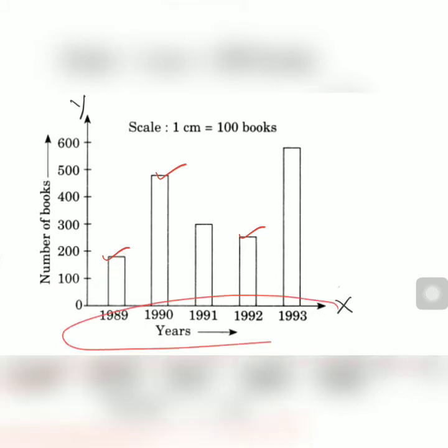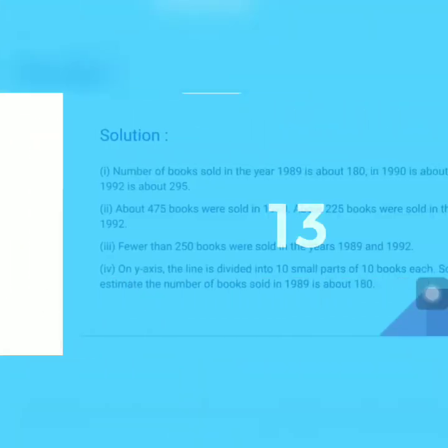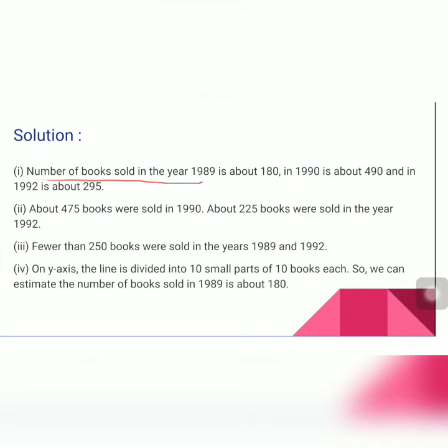the sale of books in the 5 consecutive years, and we can see that in 1989 this bar is showing a certain value. In 1991 this is the bar which is showing a certain value, and in 1992 this one is showing the number of books sold in 1992, and the scale is also mentioned that 1 unit equals 100 books. Now the number of books sold in the year 1989 is about 180.